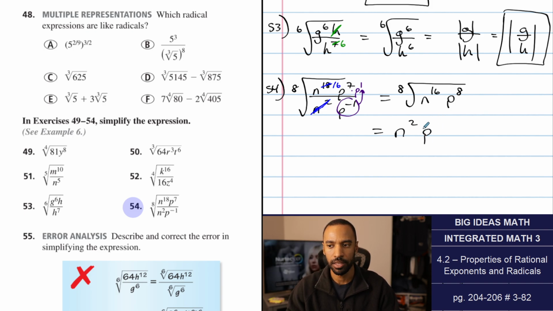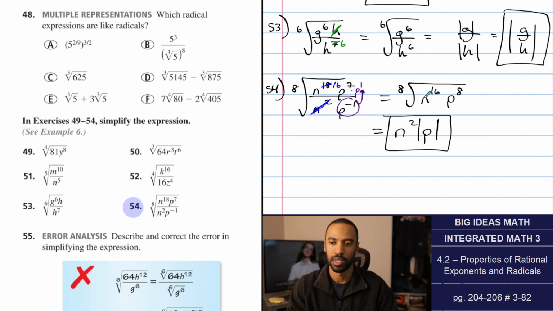Now, as far as absolute values go, p is going to need an absolute value, because what would have been a negative number needs to turn positive. N does not need the absolute value, because squaring a negative number will still turn it positive, just like raising to the 16th power would have turned it positive. So n squared times the absolute value of p is your final result on that.